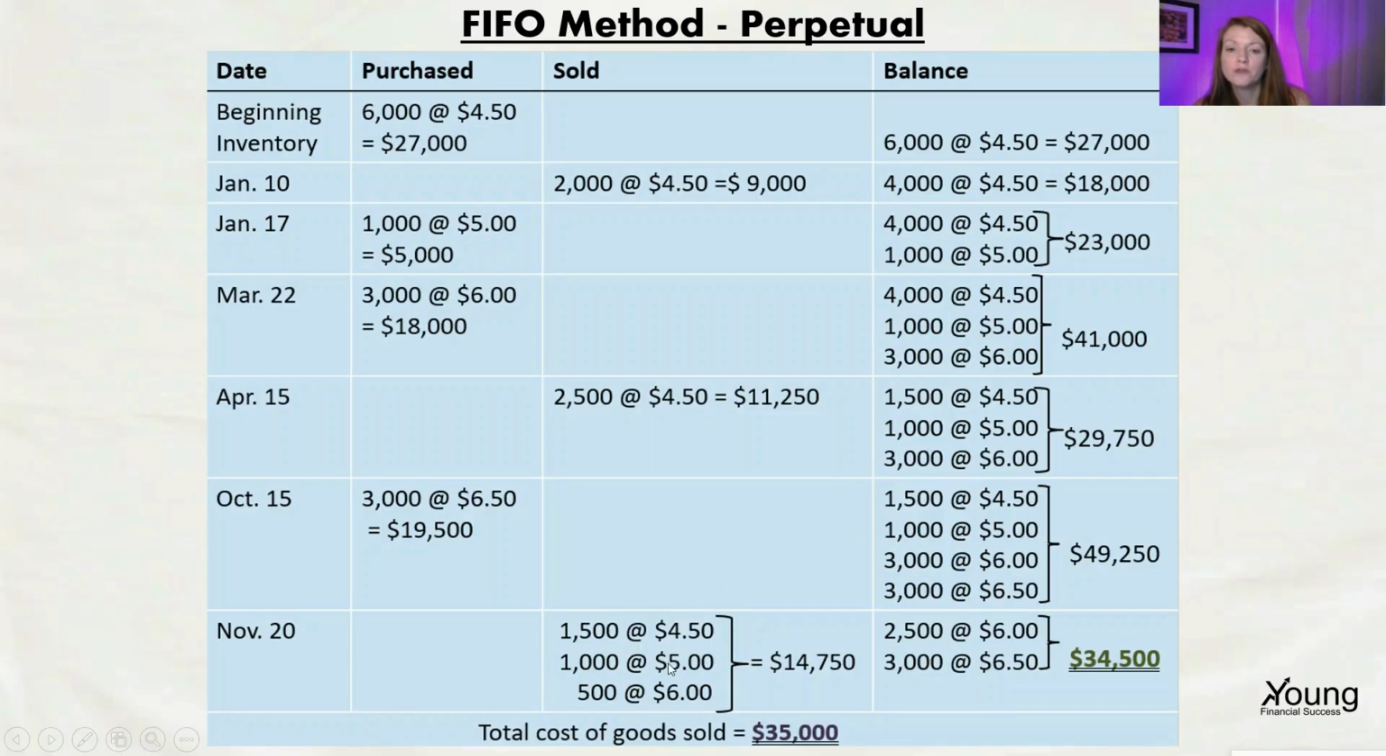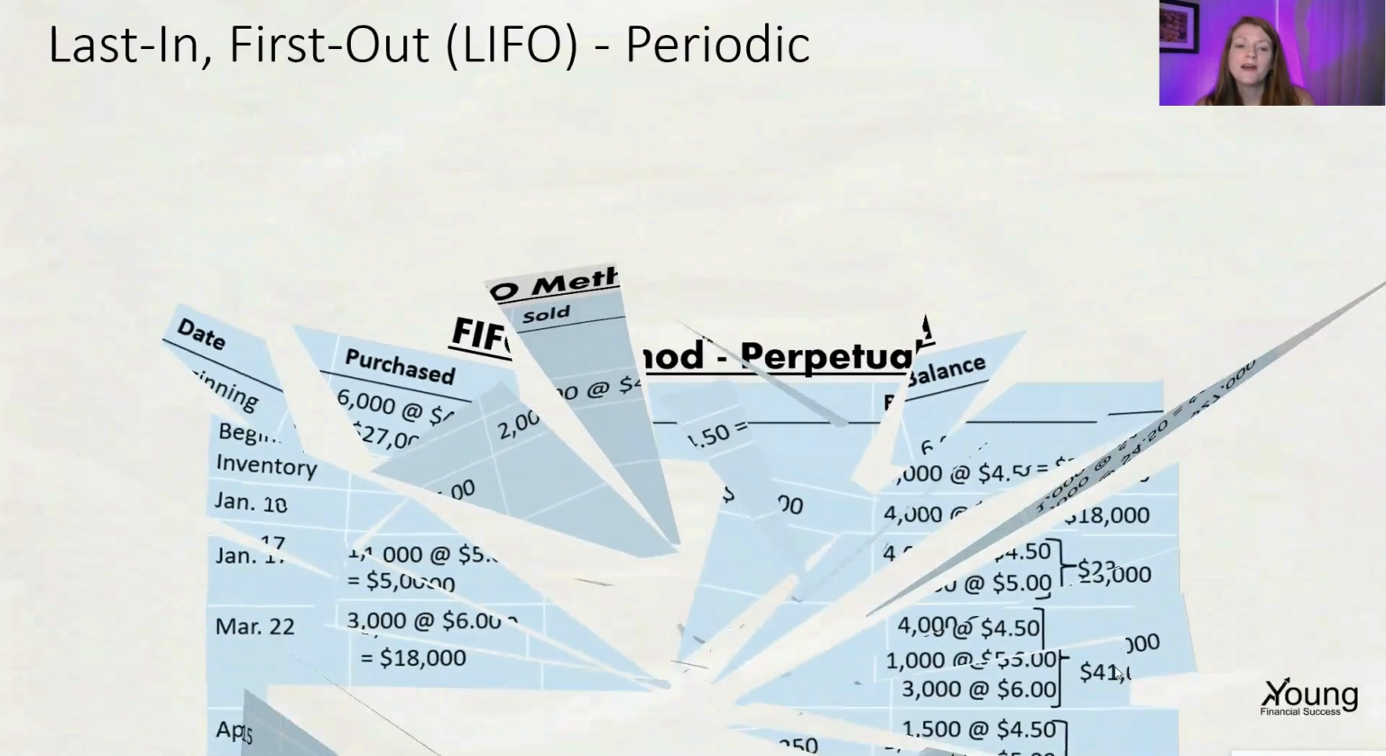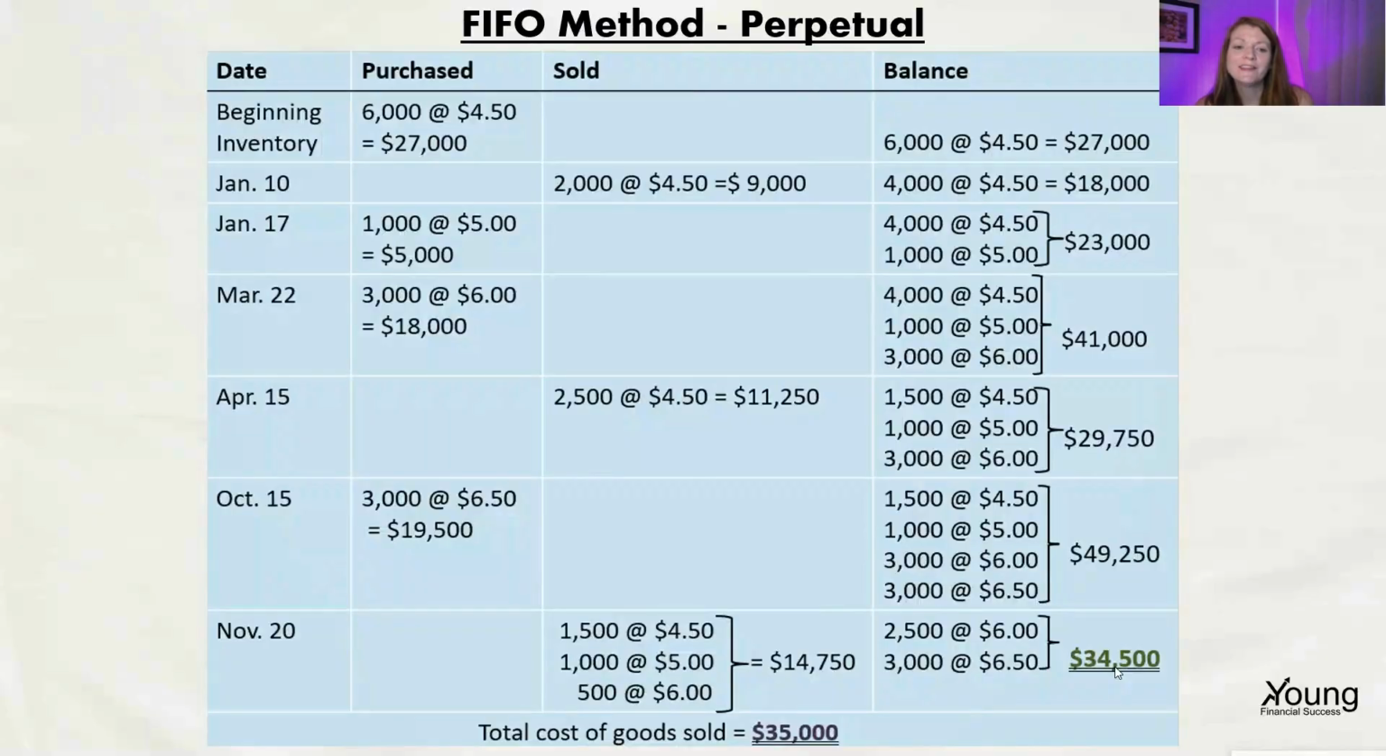We're going to assume it's cost of goods sold. Well, that's only 2,500. We sold 3,000. So we need to go to the next line here, and we've got another 500 that we sold at $6 a piece. So we've gotten rid of these first two layers, and we only have 2,500 left of the $6 a piece. So we pull those down. So our ending inventory, did not mean to hit that. Our ending inventory is 34,500, and our cost of goods sold 35,000.